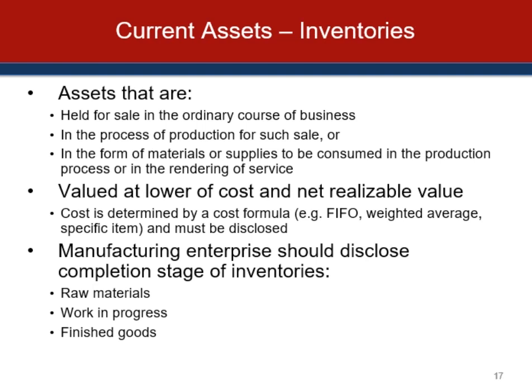Inventories are assets held for sale in the ordinary course of business, or in the process of production for such sale, such as raw materials, for example, or in the form of materials or supplies to be consumed in the production process or in the rendering of a service. They're valued at the lower of cost and net realizable value, with cost being determined using some kind of a cost formula, such as FIFO, weighted average, or specific identification. So these are techniques you've learned about in the previous course.